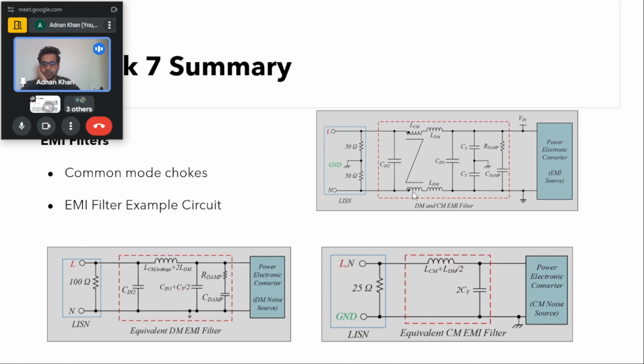by this common mode inductance, and since this common mode current will be flowing in the same direction through this L and N, we can say this LDM will be in parallel. So as such, there will be LDM by 2, and this common mode current will flow through this Y capacitance, and we can see these Y capacitances are in parallel, as such this is twice CY. This is the effective filtering circuit for this common mode EMI filter.